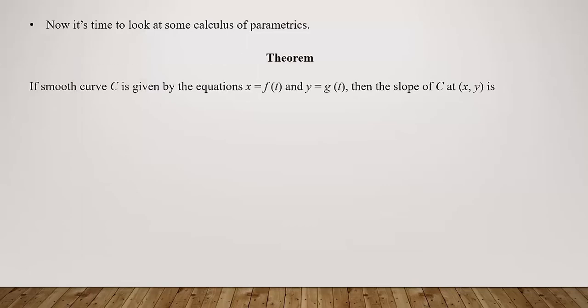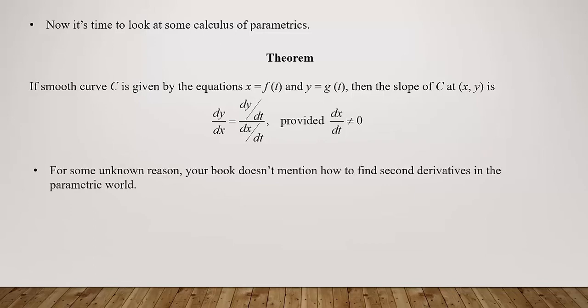So here's our big theorem. If you have a smooth curve C, or a plane curve C, and it's given by the equations x equals f of t, y equals g of t, parametric equations, then the slope of the curve at the point (x, y) is given by dy/dx. dy/dx gives us the slope. When we have parametric equations, dy/dx will equal dy/dt over dx/dt, provided, of course, dx/dt does not equal 0.